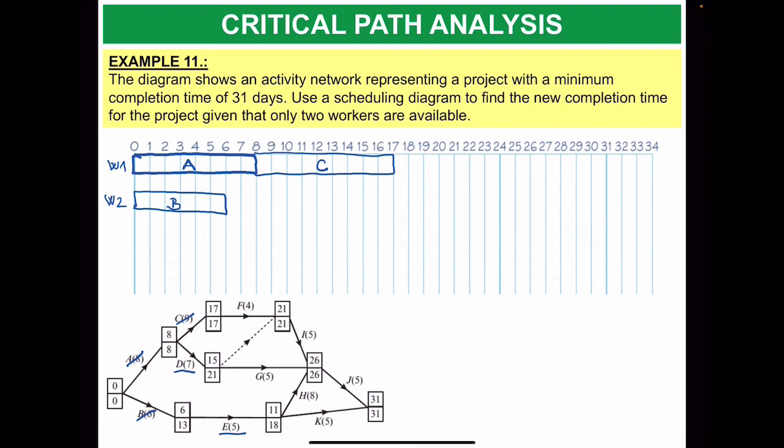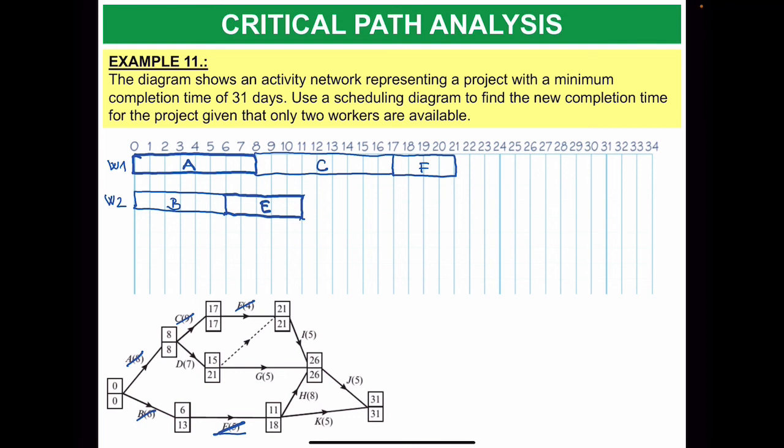So I will rather give him E, so he starts at 6 and takes 5 hours, so it will go all the way to 11. That means it's E. So this way, there is no empty space for the workers to wait. So the next activity that I can choose for worker 1 is either D or F. But because C finished at 17 and F starts there, I would just give him F, that is 4 units up to 21. And I would keep the D activity for the other worker.